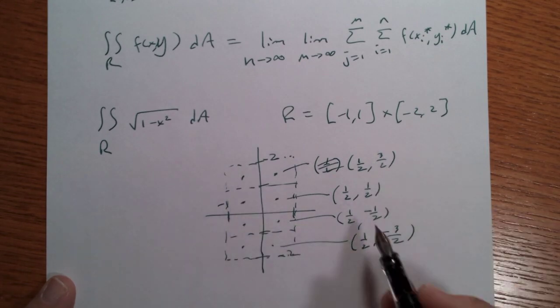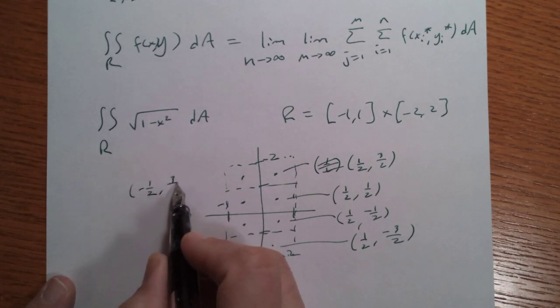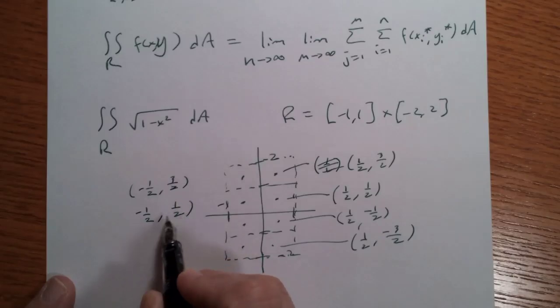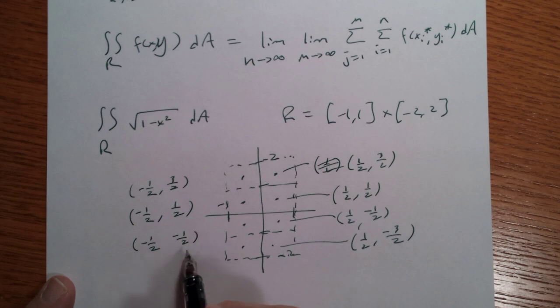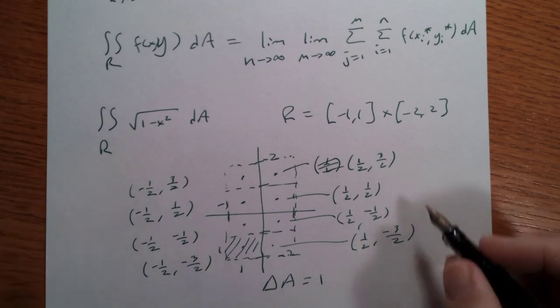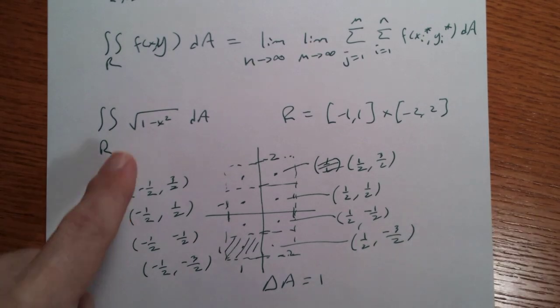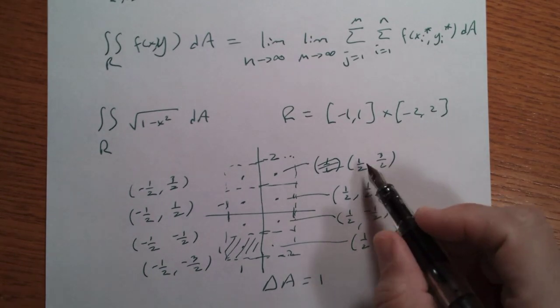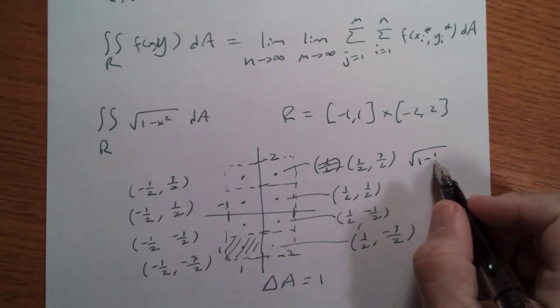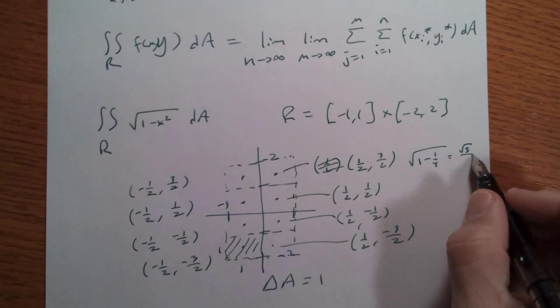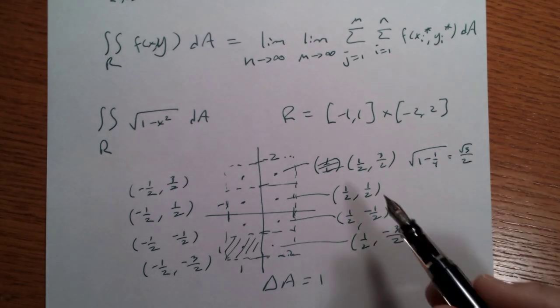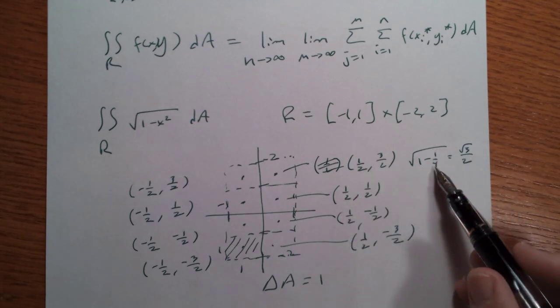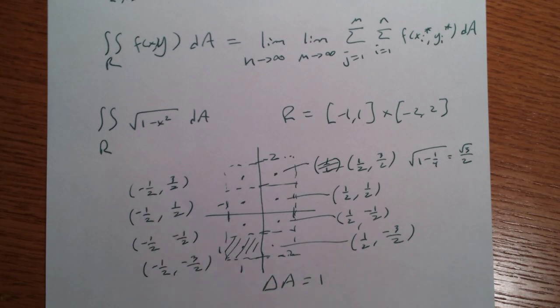Over on this side, all the y values stay the same. It's just the x's become negative. And the area of one of these squares would be 1 unit wide by 1 unit tall. So my area is 1. Now I just need the z values for all of these points. Well, then I take these numbers and plug them in. 1/2 squared is 1/4. So the square root of 1 minus 1/4, that's square root of 3 over square root of 4, square root of 3 over 2. But that's going to be the same for all of these x values because they're all 1/2. And over here, the x values are all negative 1/2.